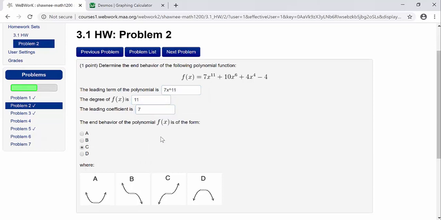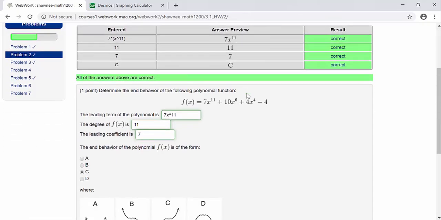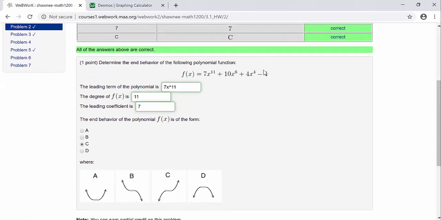So now with an odd degree polynomial, the tails to the left and the right will point in opposite directions. So this is end behavior B or C. Since we have a positive leading coefficient and an odd degree, this will be option C. And the end behavior can also be confirmed by graphing this polynomial function on a graphing calculator or other graphing utilities.